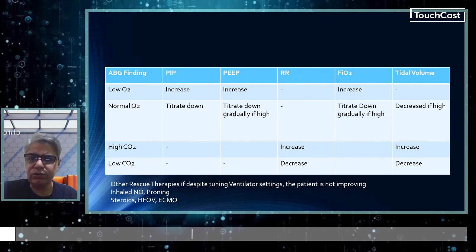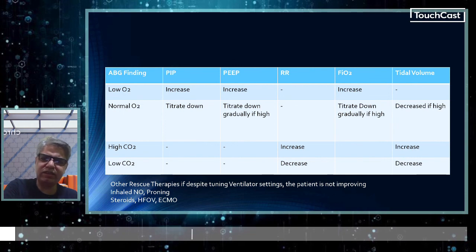With a high CO2 level, if you've got high carbon dioxide, that means a problem with the ventilation. Ventilation, as I told you earlier, depends on two parameters, that is your tidal volume and your respiratory rate. So if the CO2 is high, or the pH is low, then you can increase the respiratory rate or you can increase the tidal volume. You have to be a bit careful with the tidal volume because the lung protective strategy says that you should be using a low tidal volume.